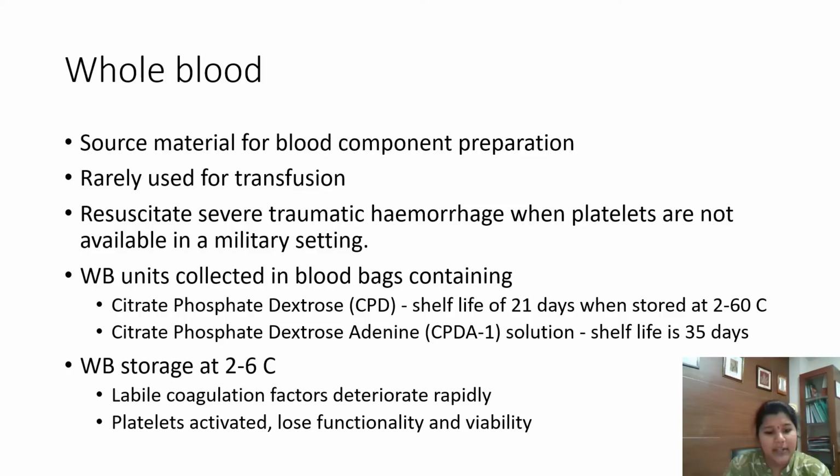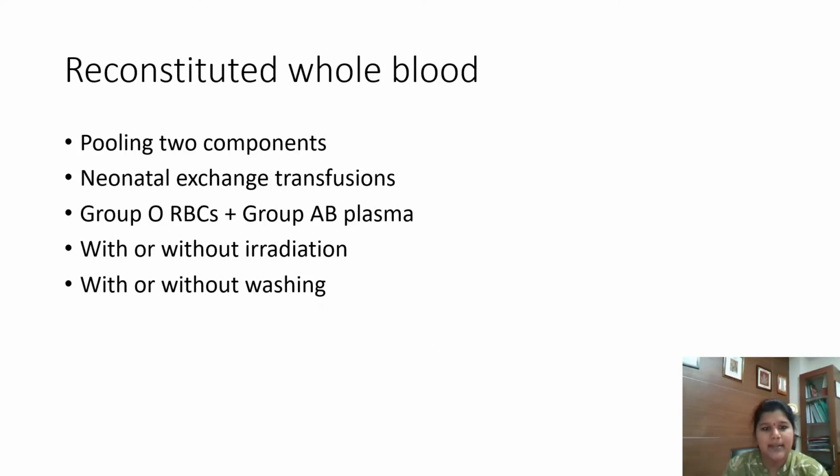Whole blood stored at 2 to 6 degrees centigrade has the following disadvantages. The labile coagulation factors will deteriorate rapidly and the platelets get activated, losing their function and viability. There is another entity called reconstituted whole blood. It is nothing but pooling of two different components, that is RBC and plasma, providing a reconstituted whole blood kind of a scenario. This is usually done in neonatal exchange transfusions.